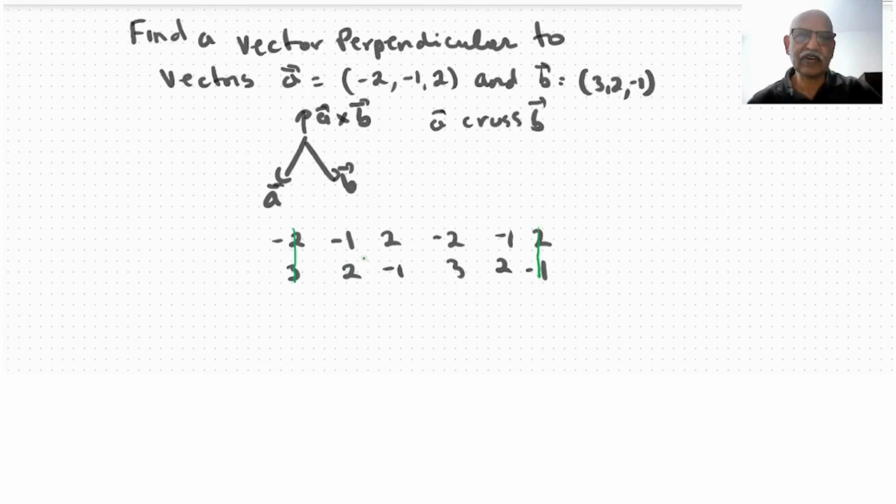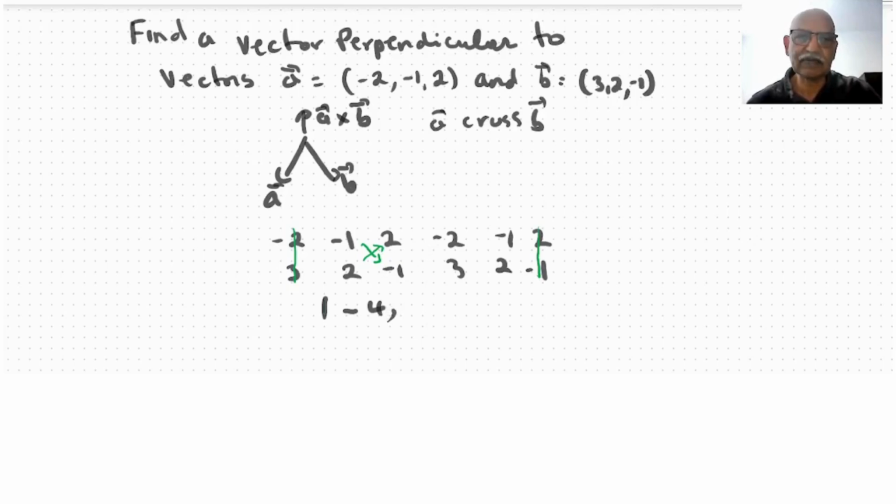So I say, okay, let's multiply this way, negative 1 times negative 1, which is 1. And then we subtract upwards. 2 times 2 is 4. So this is 1, take away 4. So this will be the first vector, the first coordinate.